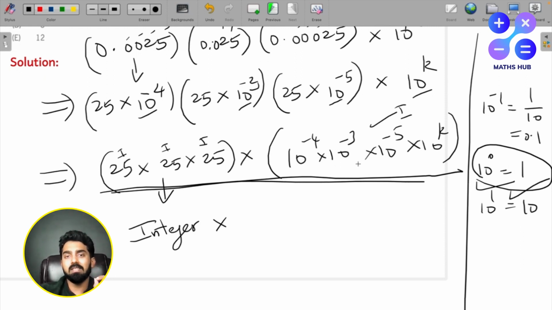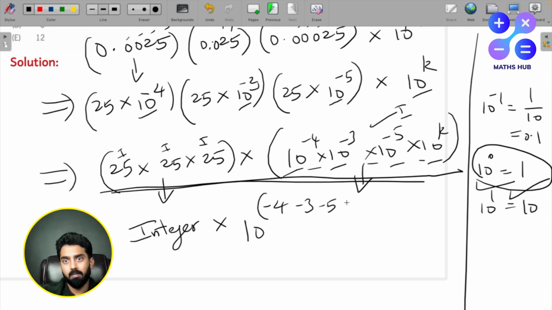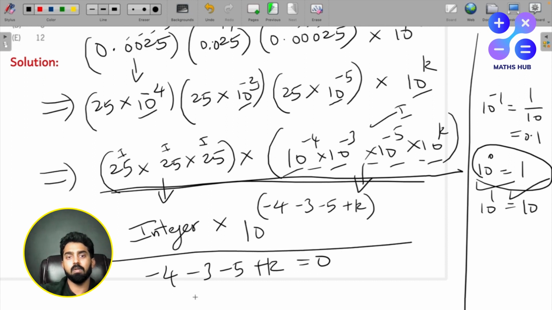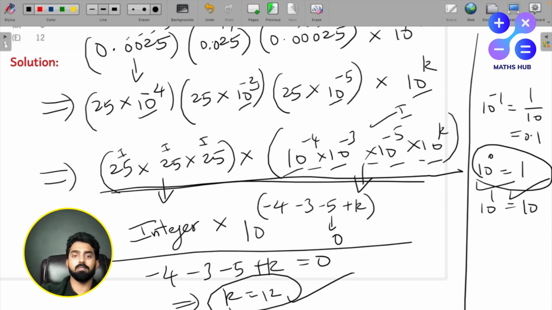Now the thing is, this has to become 1 basically, so the entire thing has to become 10 power 0. When you have the same base and you're multiplying, you add the exponents, right? So minus 4 plus minus 3, which is minus 3, plus minus 5, plus k. This entire thing has to be 0. So minus 4, minus 3, minus 5, plus k is equal to 0. So k is equal to 3 plus 5, 8 plus 4, 12. That is your answer. 12, right?